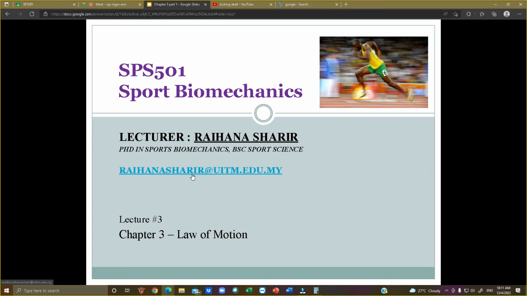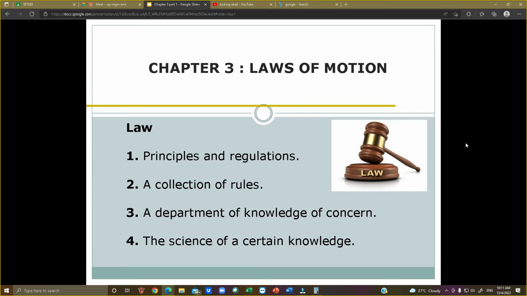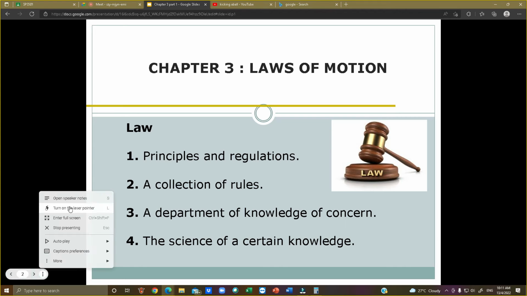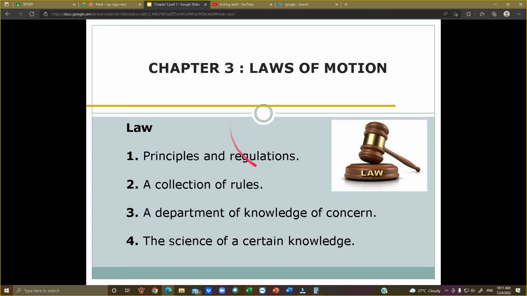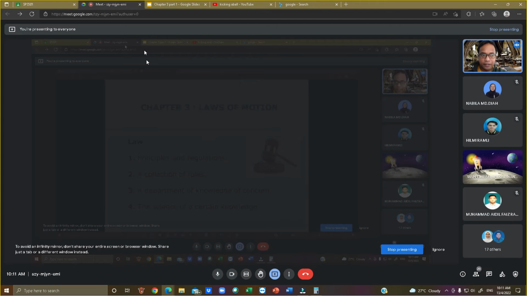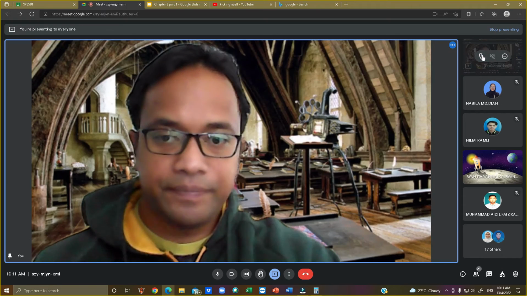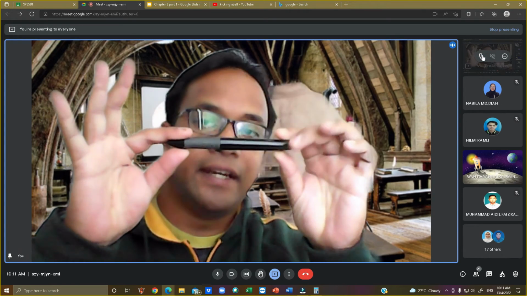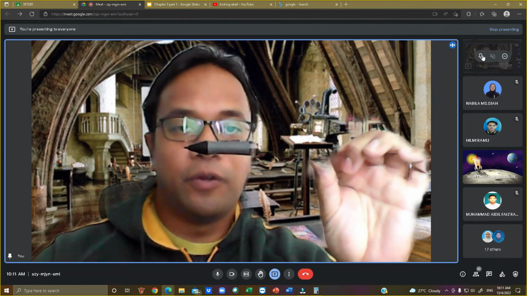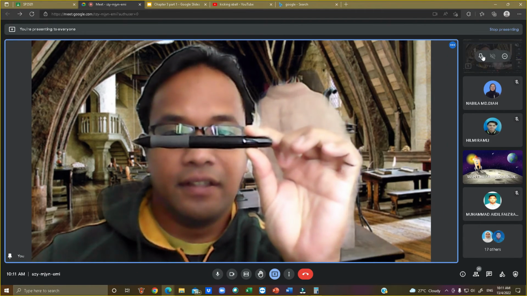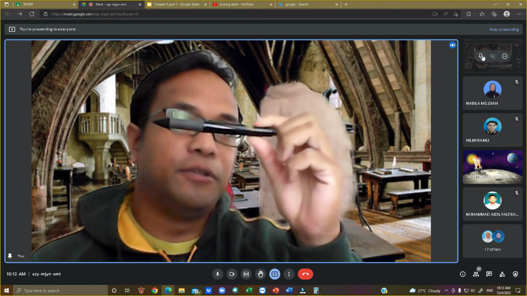Okay, when we talk about law of motion, we can define law as principle or regulation. In other words, kita boleh cakap law of motion ni is the principle or regulation or rules that being followed by motion, by pergerakan. Contoh kan, if let's say we talk about this pen, if this pen does not obey the law of motion, kalau kita lepaskan dia tak jatuh ke bawah. Instead dia akan duduk dekat tempat tu je.